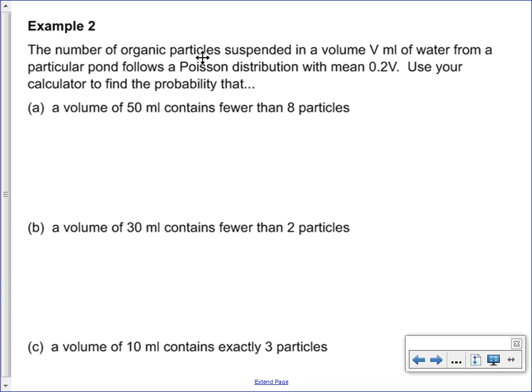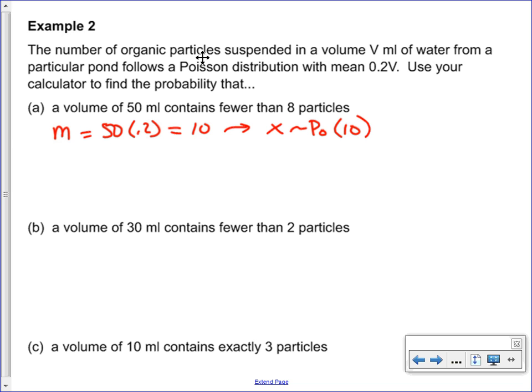The number of organic particles suspended in a volume of water from a particular pond follows a Poisson distribution with a mean of 0.2. Use your calculator to find. If you had a volume of 50 milliliters, what would you do to find the mean? It's 10. The mean is equal to 50 times 0.2, which would be 10. And then fewer, so that means we'll have a Poisson distribution with a mean of 10.